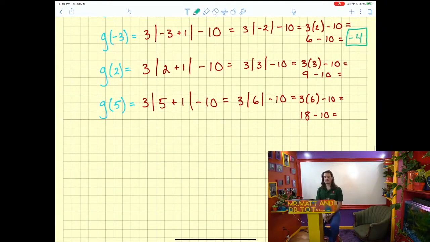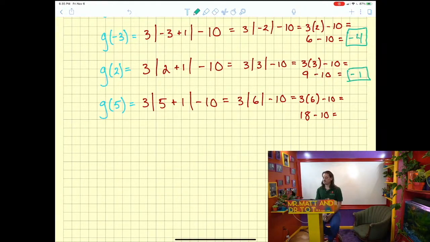G of positive 2 is going to be 3 times the absolute value of 2 plus 1, quantity minus 10. That's equal to 3 times the absolute value of positive 3. That's the same thing as 3 times 3 minus 10, which is 9 minus 10, which simplifies into, I should say, negative 1.